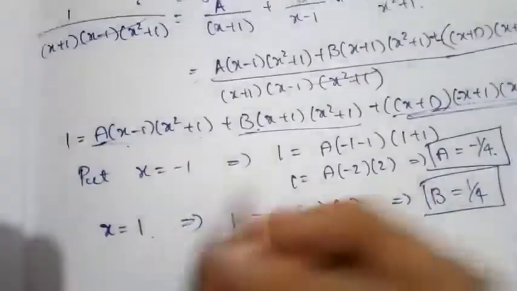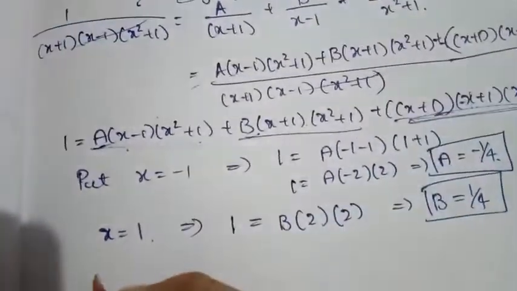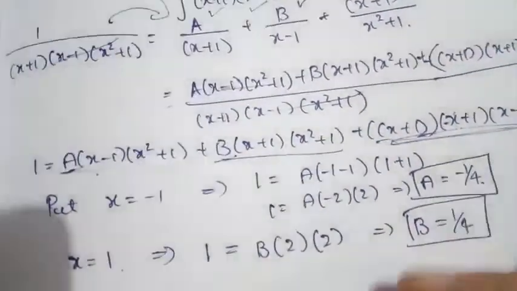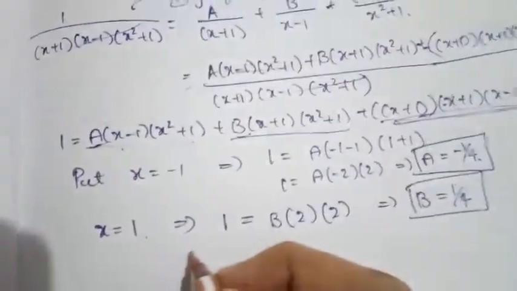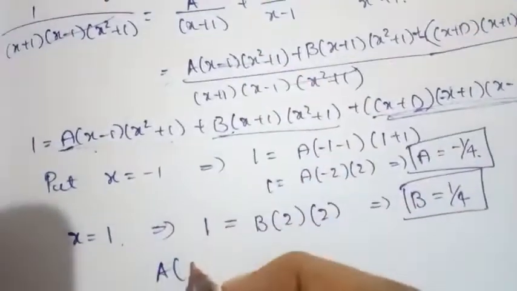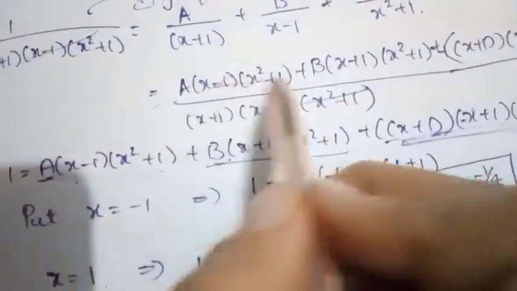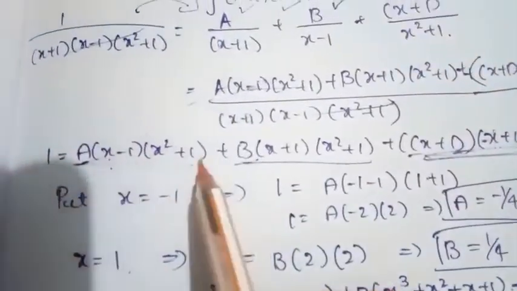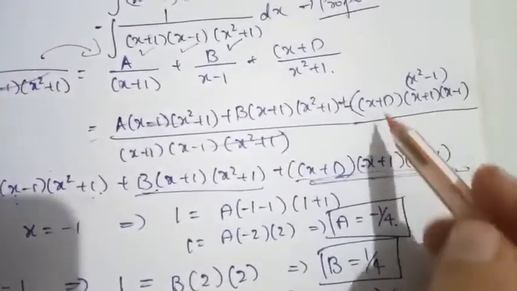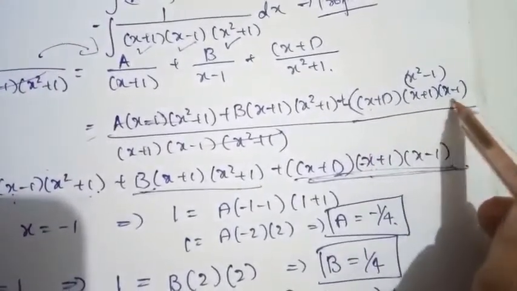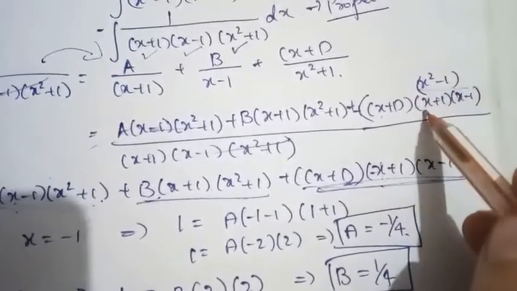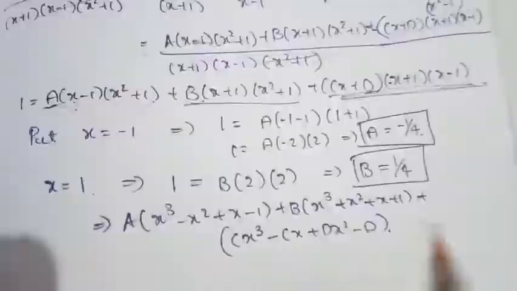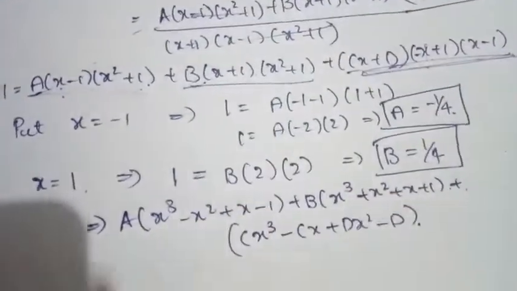Now to get the value of c and d, what I am doing is multiplying these things and comparing the coefficients of x cube and constant. That's all. So what happens? A into x cube, multiplying each of these terms, we are going to get the values. Here I have taken cx plus d, x plus 1 into x minus 1. We know that x plus 1 into x minus 1 is x square minus 1. Then I have multiplied so that it becomes much easier. So now we got this after multiplying.